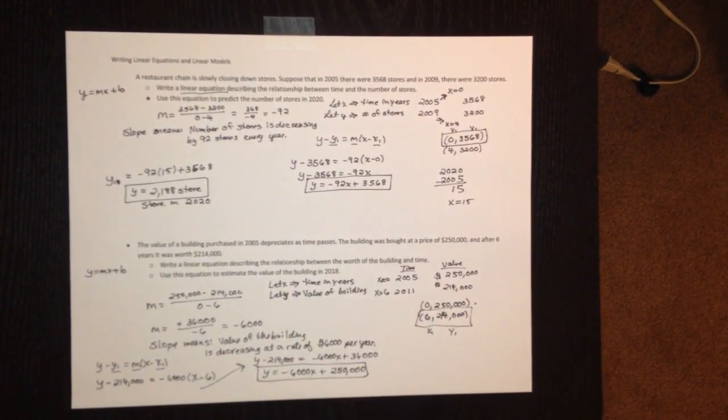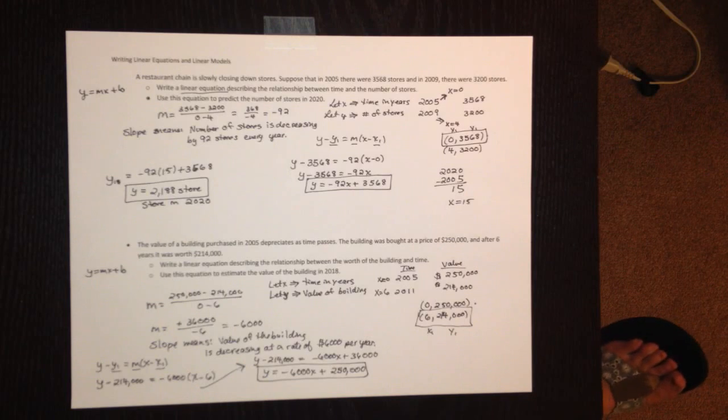It should make sense to us. If x is 0, that means it's the starting year and no time has passed. That's the year 2005. So if we let x equal 0 in this equation, the first term will be 0, and y is going to equal to $250,000, which is the value of the building when no time has passed. If you let x be equal to 1, it's going to subtract $6,000, and the value of the building will be worth $6,000 less. So that's a good model.